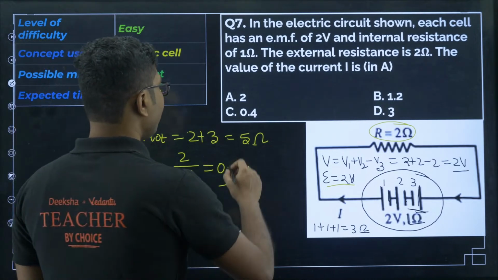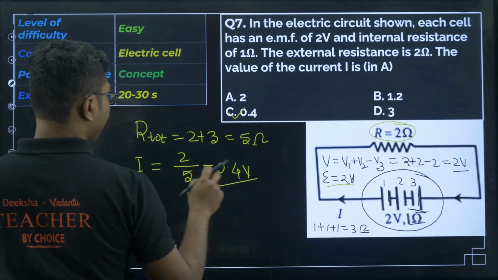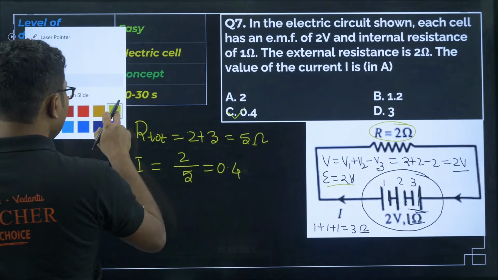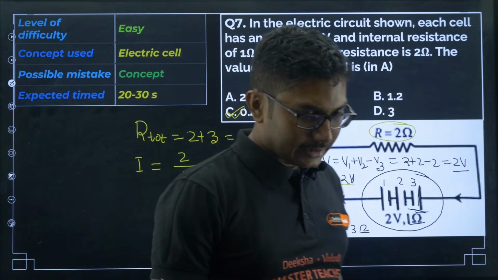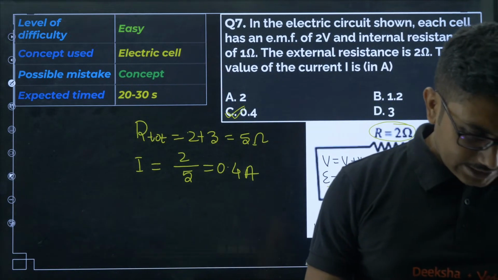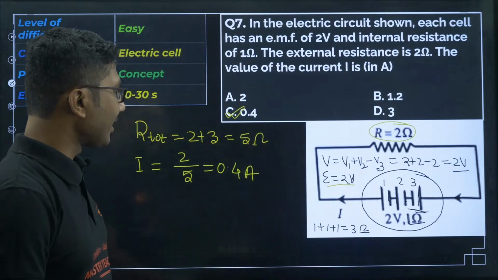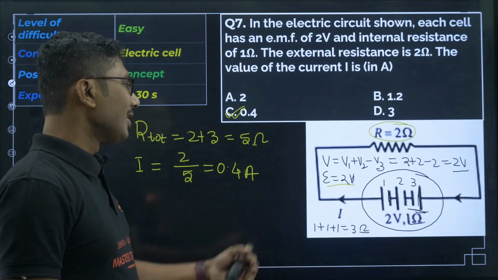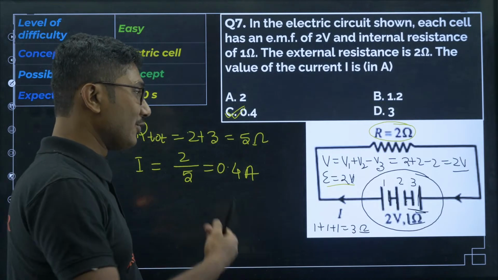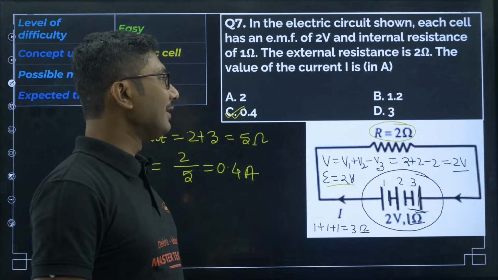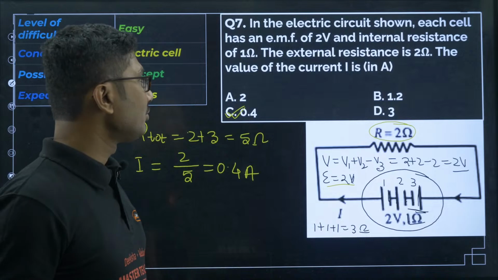0.4 volt is, my mistake, 0.4 ampere. The current will be 0.4 ampere. Option C is correct. Yes, correct. So option C is the correct answer. So be careful, this is also simple but yet a trick question. If you have seen such questions before, then it will be easier for you. If you have not seen such questions, you might find them difficult.